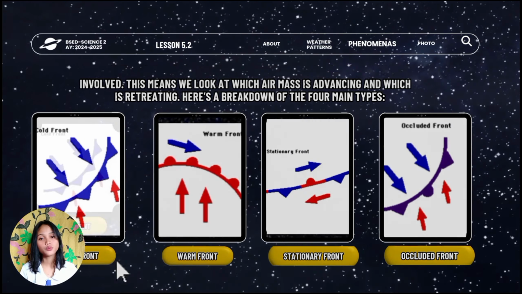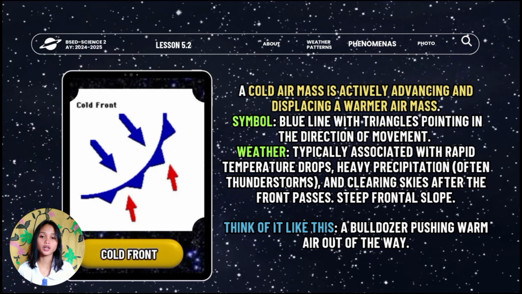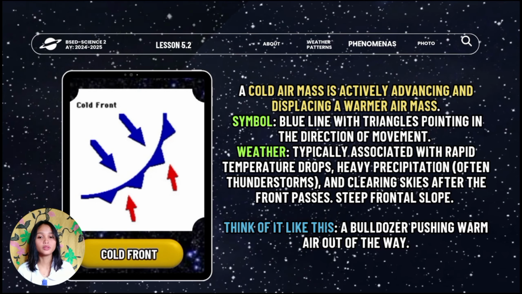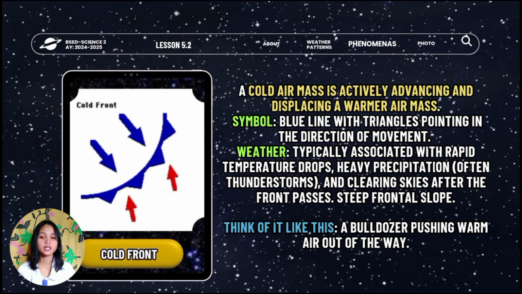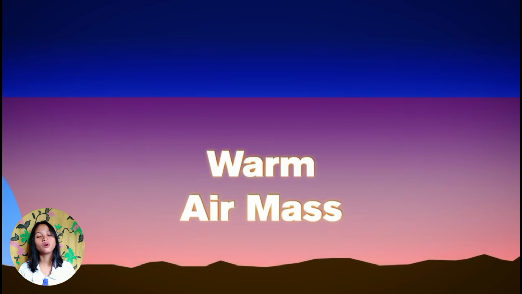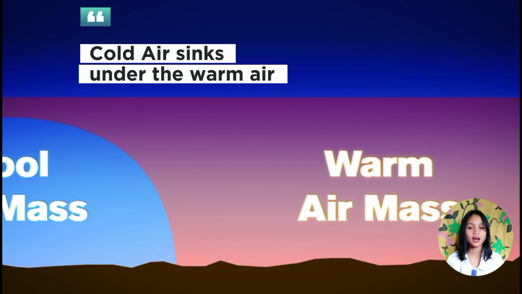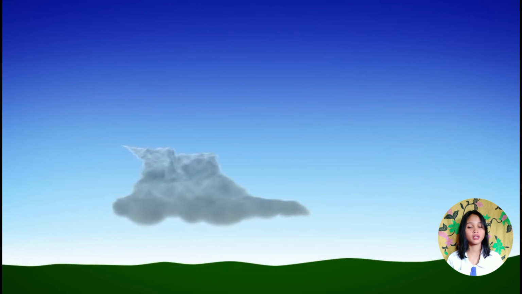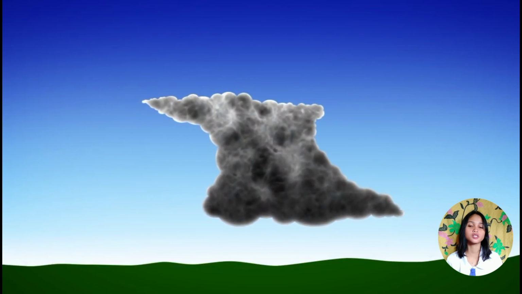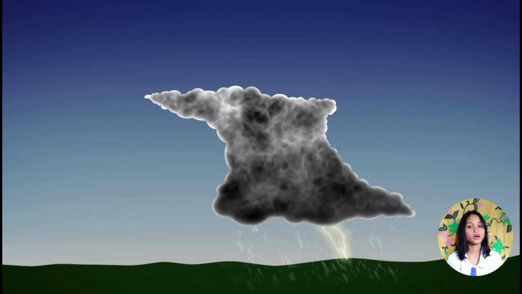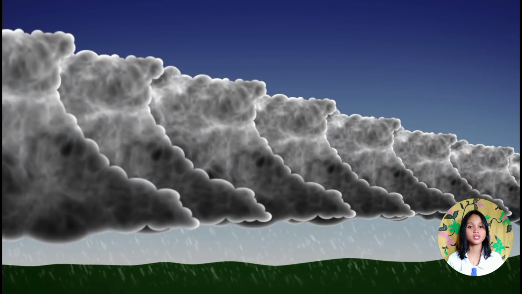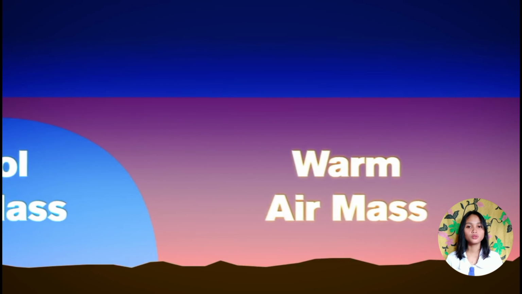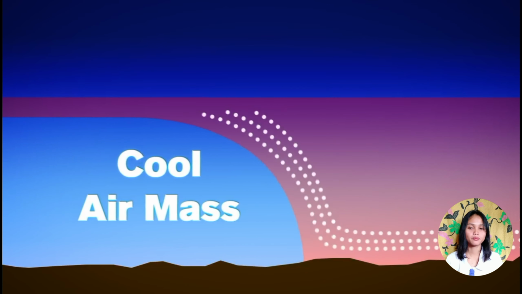Cold front is when the cold air mass moves into an area where warmer air mass has been. It is represented by the symbol of a blue line with triangles pointing in the direction of movement. Cold air sinks under the warm air, causing the warm air to rise rapidly and cool, which can lead to the formation of towering cumulonimbus clouds and thunderstorms. Cold fronts often bring short but intense storms, and the weather after the cold front passes tends to be cooler. It's like a bulldozer pushing warm air out of the way.